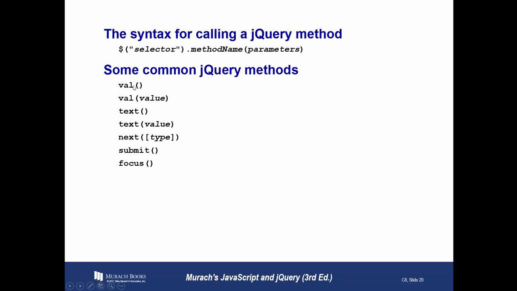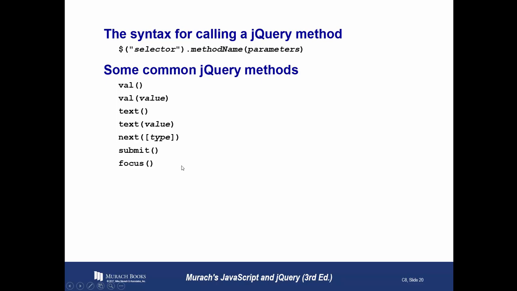Val is what's called a getter when there's nothing inside of it. It gets the value of whatever the control is. Val with a value in it is known as a setter. It allows you to set the value of a control. Text without anything in the parentheses gets the text of an element. Text with a value in the parentheses sets the text of an element. Next with type gets the next sibling of an element. Submits the selected form. Focus moves the focus to the selected form or control.